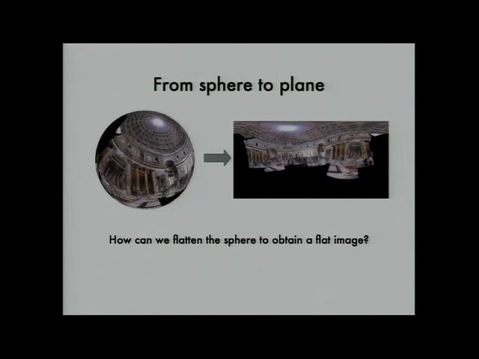And this step is not trivial. And anyone who ever tried to cut a ball and flatten it knows that it's impossible to do it without distorting the surface. So distortions are unavoidable. You cannot get a correct looking, undistorted 2D image from a panorama. There must be distortions. The question is which kind of distortions you want to put in, which ones you'd rather have, and how do you mix them or choose between them.